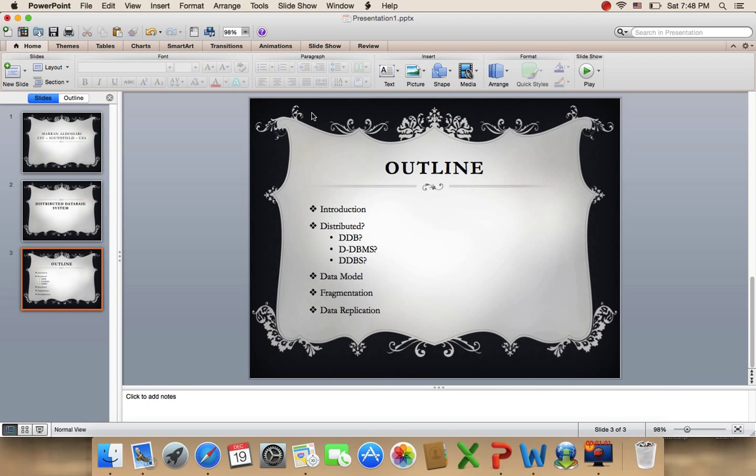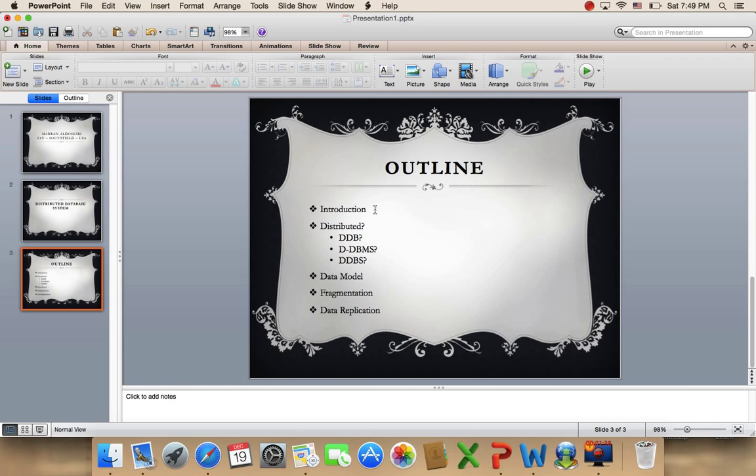Data model actually has, I think, three types: conceptual, logical, and physical. What's the difference between conceptual, logical, and physical? Conceptual describes what the system contains. That's it, what the system contains. The next level of data model is logical.